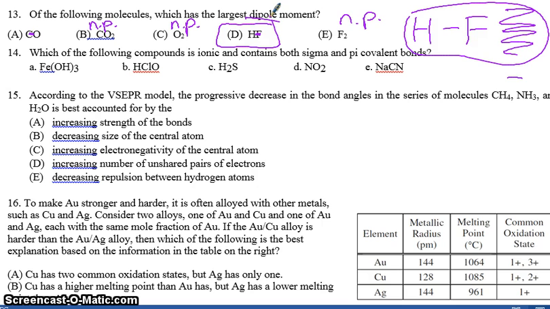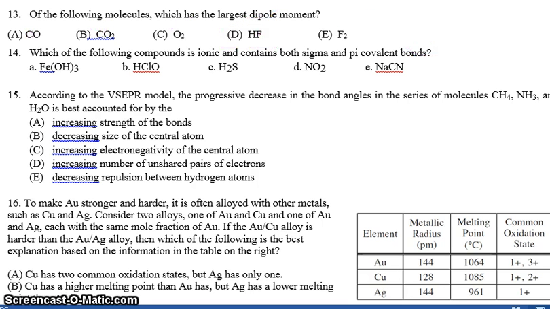Okay. 14 says, which of the following compounds is ionic and contains both sigma and pi covalent bonds? Remember, ionic means you have to have a metal and a nonmetal. The nonmetal could be polyatomic. So if you recognize these to be polyatomic, this is hydroxide, this is hypochlorite, this is cyanide. So if you draw these out, you'll find that this one is not ionic, this one is not ionic. This one is actually not ionic, it's an acid. So we have two ionic possibilities, iron hydroxide and sodium cyanide.